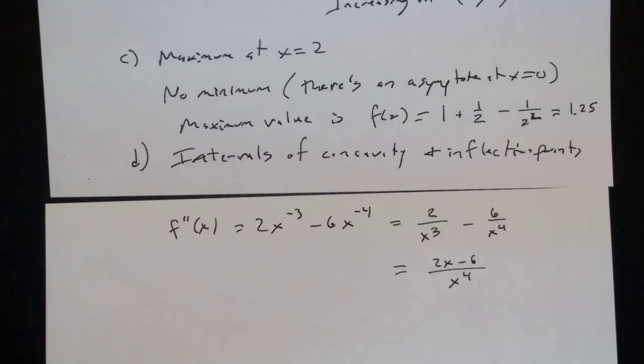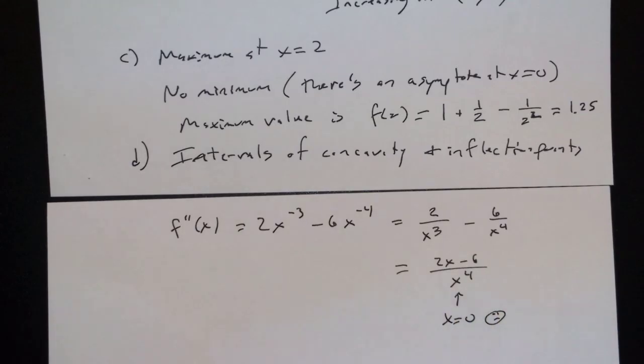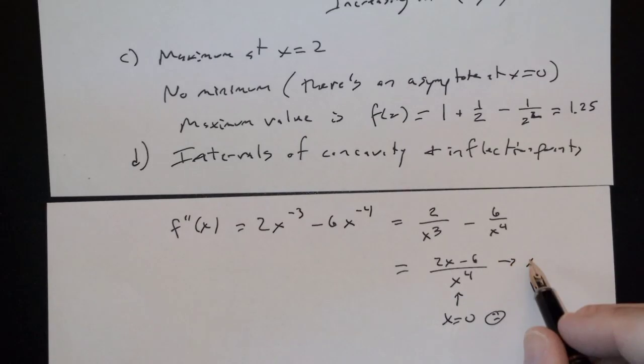And I find myself in a wonderful position. I have two possible values where this is undefined or equal to 0. But one of them isn't in the domain again. I can ignore that one. It's going to have to be part of my chart, but it's not technically a point of inflection. Where's the top equal to 0? So that's my other possible point of inflection.